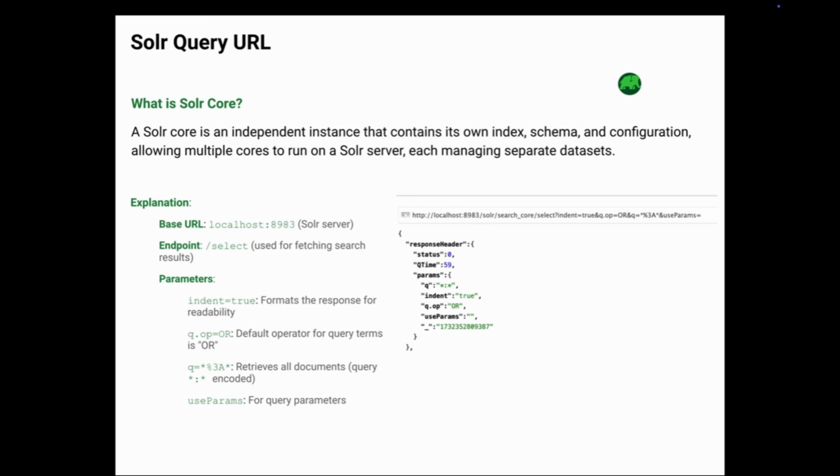But the magic happens with the parameters. Here are some examples as shown on the screen. indent=true makes the response more readable. q.op=OR sets the default query operator to OR. Then q retrieves our document, that is a query for the column, encoded for the URL. And for those who like efficiency, Solr also supports useParams for managing query parameters dynamically.